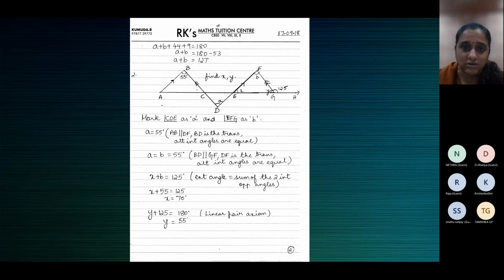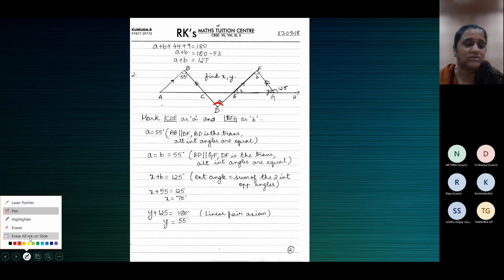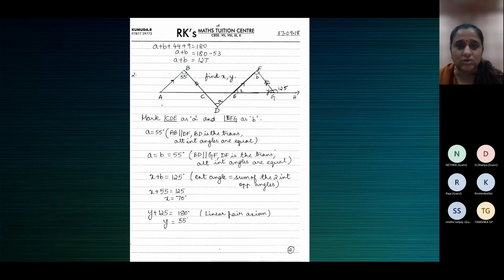Only when you come to that point, that this angle is 55 degrees, then you realize that you have to mark it, or you can write angle BDF. How do you call angle A? Angle BDF. You can use that also. But I normally mark it so that it's easy to make out what you've done when you want to check your answer. So I've marked this one as A.